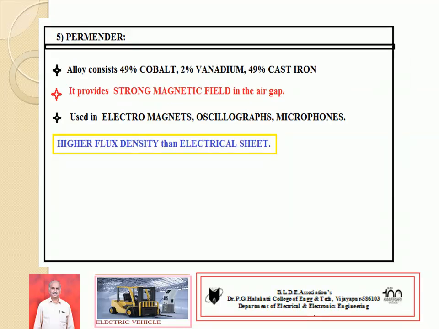Lastly, fermenter. This alloy contains 49% cobalt, 2% vanadium, 49% iron. Generally, it provides a strong magnetic field in the air gap. Such materials are used in electromagnets and in the design of oscilloscopes and microphones. These are characterized by higher flux density than electrical sheets.